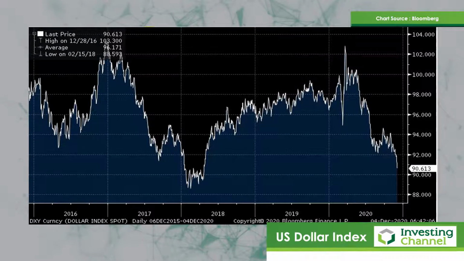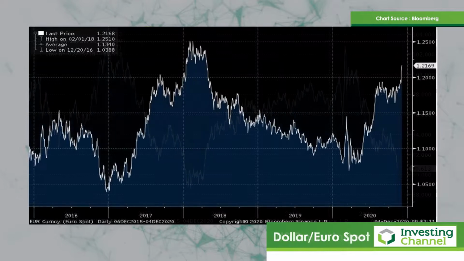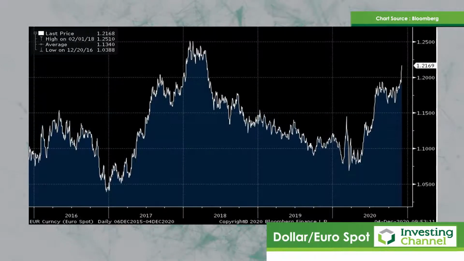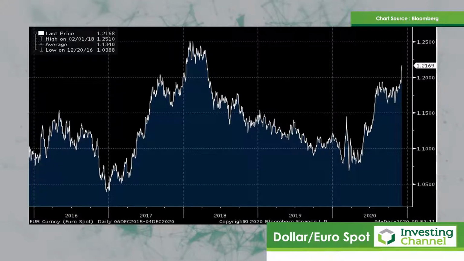That's all well and good. But for some of these moves in the dollar, obviously the thing that people focus on most is euro dollar, and that's the next chart. And as one can see, we are again back at those sort of levels, very much in a similar vein to the dollar index that we saw back in 2018, threatening a test of 125.